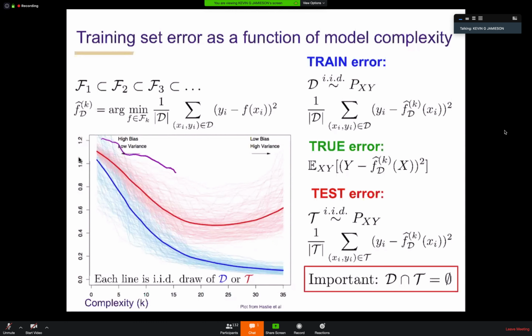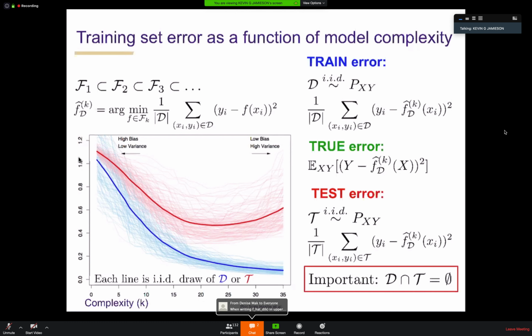The blue lines are the same thing, but for the training error. So I drew a data set D, trained an f hat k on it, and evaluated the training error on it. That's each one of these little blue lines. And now the bold red and the bold blue are the averages over all these samples that were taken. So this is essentially the expected training error and the expected test error.